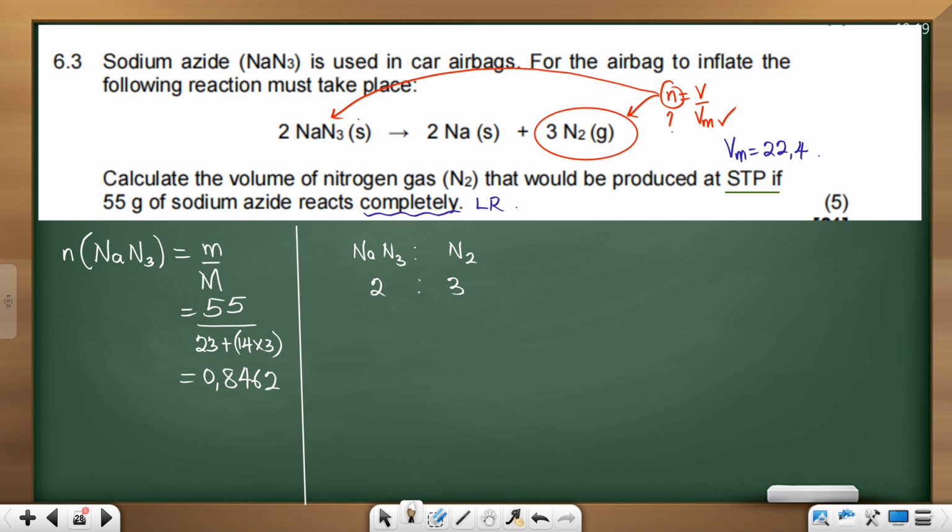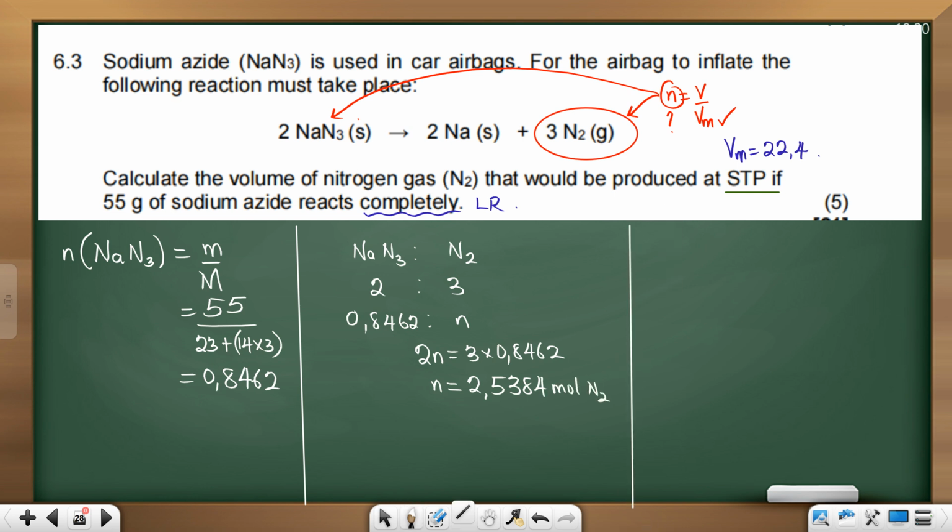Okay, sir. All right. Now 2 to 3, but I know this is 0.8462 and n. Cross multiply. 2n equals 3 times 0.8462. Do you want to give me n? Divide both by 2. 1.2693. I mean, 3. 2.5384 moles of nitrogen gas.